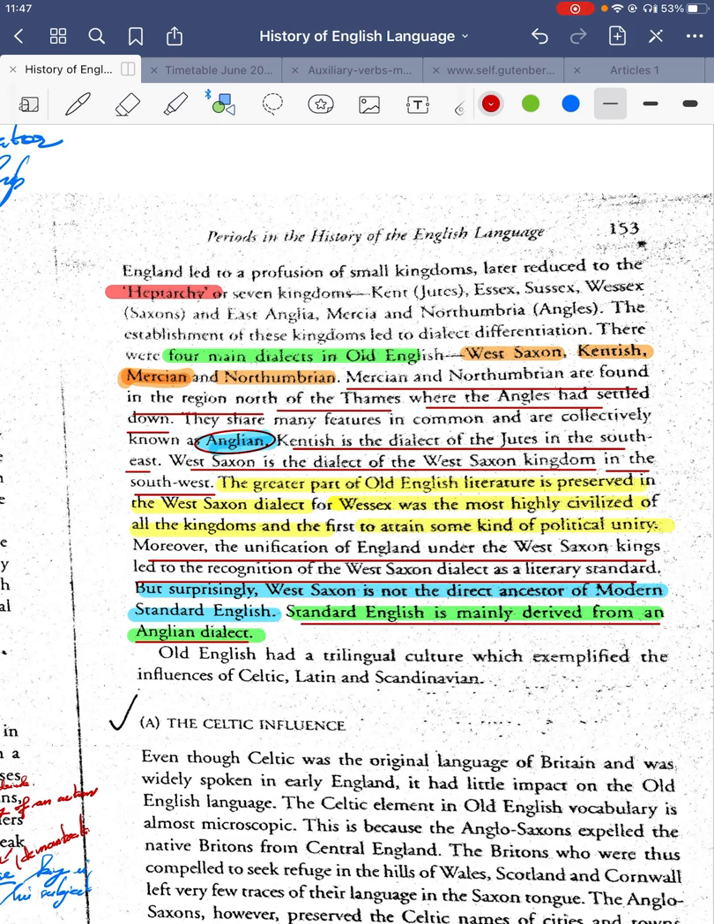Kentish is a dialect of the Jutes in the southeast. West Saxon is a dialect of the West Saxon kingdom in the southwest. The greater part of Old English literature is preserved in the West Saxon dialect, for Wessex was the most highly civilized of all the kingdoms and the first to attain some kind of political unity.